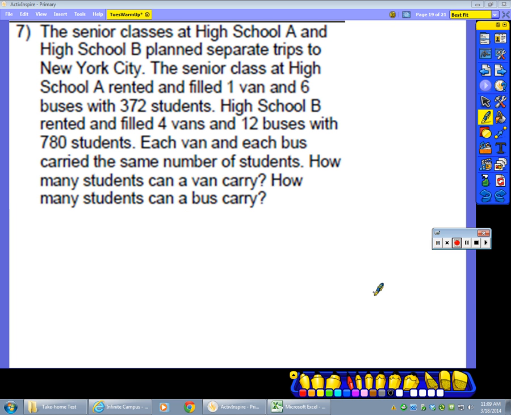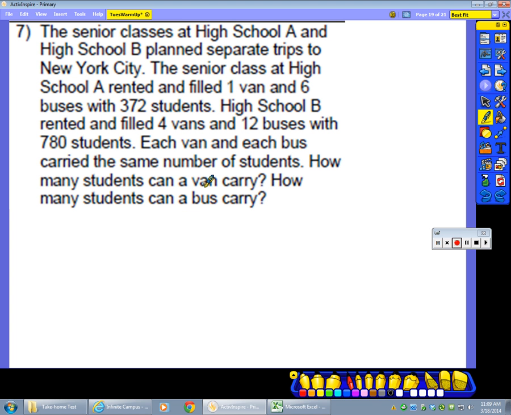Okay, number 7. Now, the math nerd in me likes this type of problem. I don't know why. Alright, so here we go. This is just proof that I'm a math nerd. And for some of you other kids that like what we've been doing in class, guess what? You're a math nerd too.